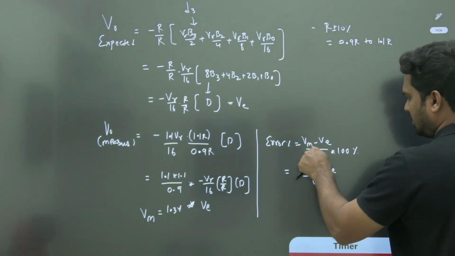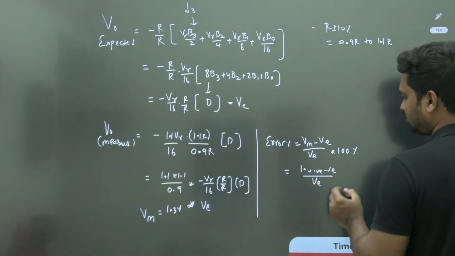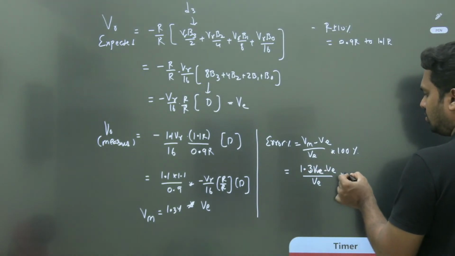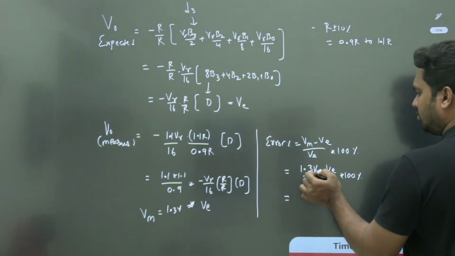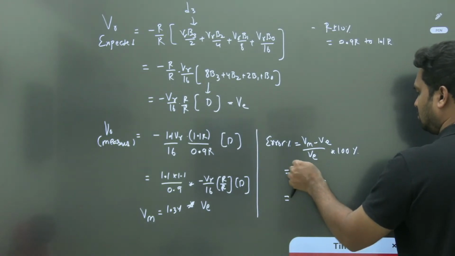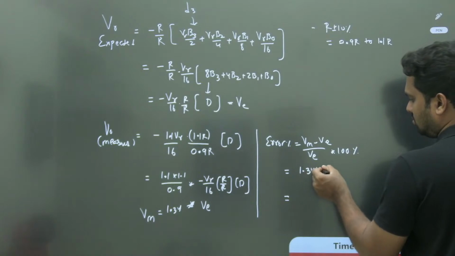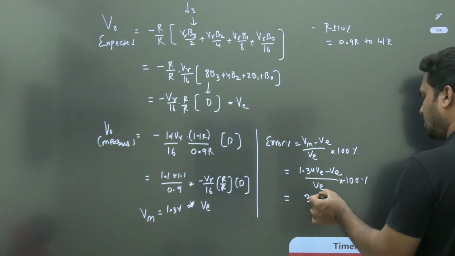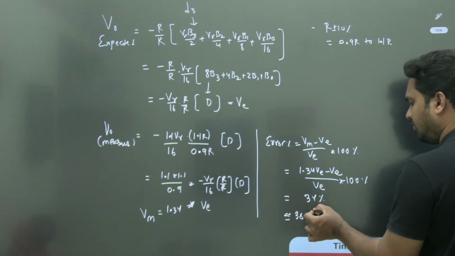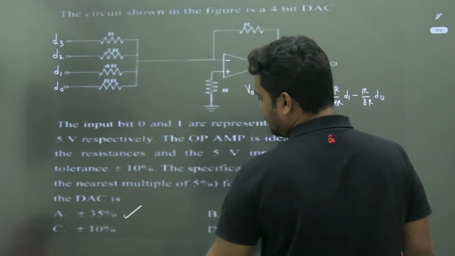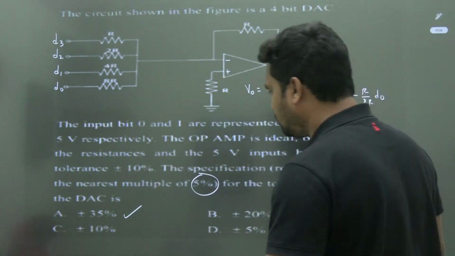Measured minus expected by expected, into 100%. That will give you 34%. It will round off to 35%. He asked to round off to the nearest possible integer, that is 35, the nearest multiple of 5%. You can also do it in a different way, but that will give you a smaller answer. So definitely this is the right answer.